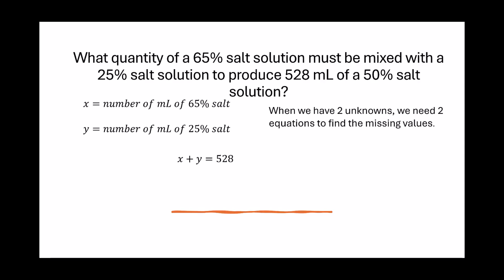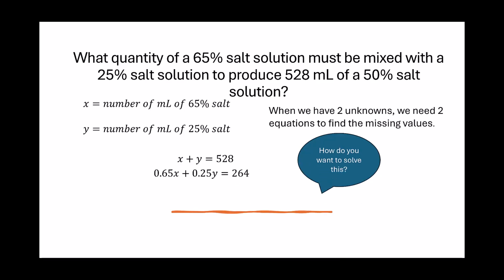I also know there's a connection between the percent of salt in each of the solutions. We can write down that 0.65 times x plus 0.25 times y is equal to 0.5 of the combined amount, so 0.5 times 528. We can calculate 0.5 times 528, which is 264.